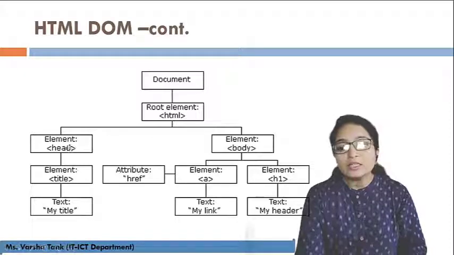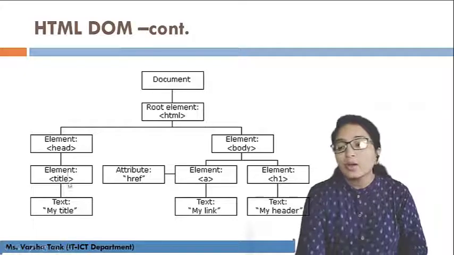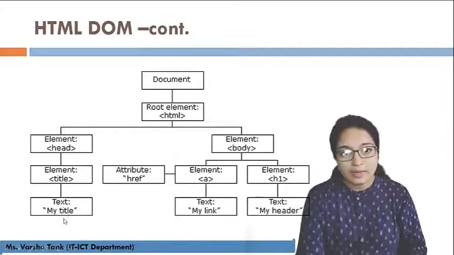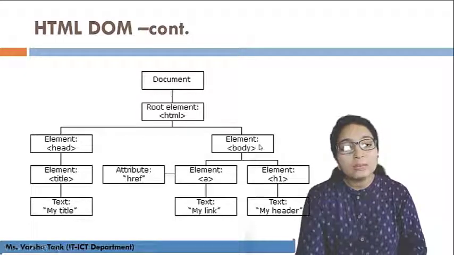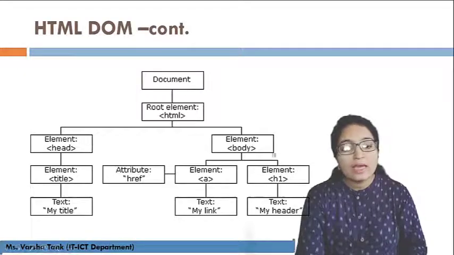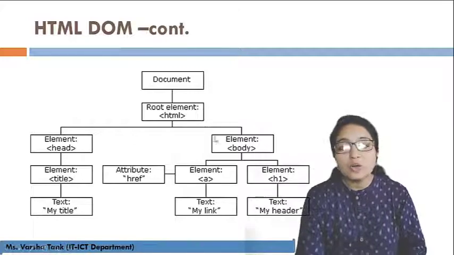In the head section, suppose we have the title tag, meta tag, anything. The element is the title, and the text is my title. And here the element is the body, in which suppose we have defined the anchor tag or h1 tag. For the anchor tag, the attribute is the hypertext reference and its text is my link, and the element h1 has the text my header. In this way the HTML DOM will be created.